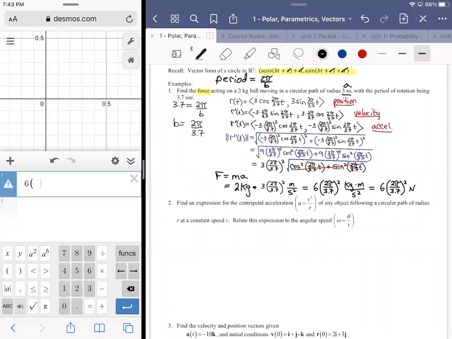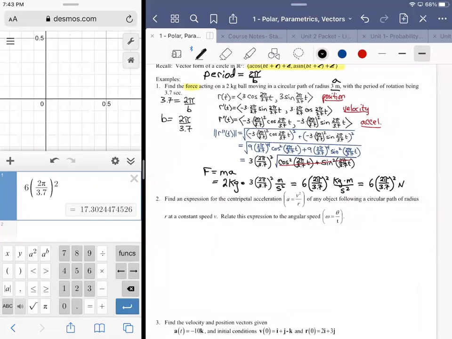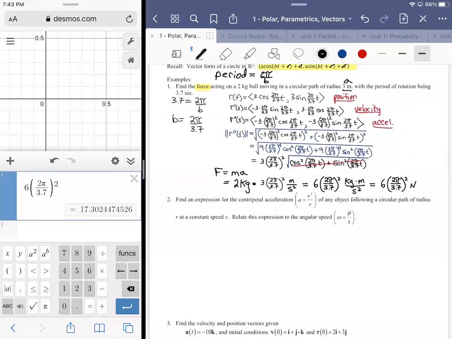I'll just show you real quick. It'd be like 17.3 newtons. Good to know, I guess. The simplest fractional form is the preferred, though. Even with the decimal in it, it's perfectly fine.